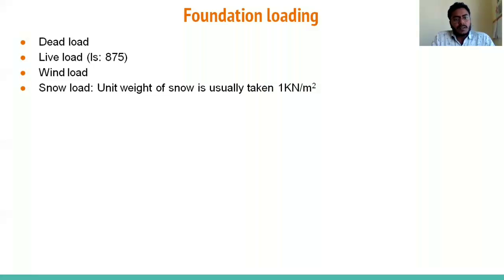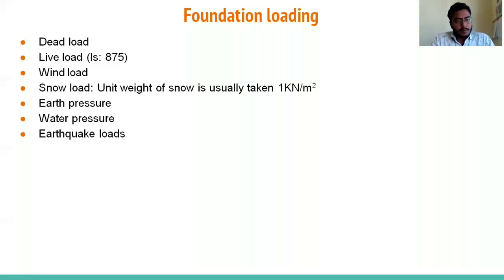Snow load, usually we take 1 kilonewton per meter square in the cold area, where there are chances of snowfall. Earth pressure generally applies a lateral load on the structure, so that is also important. Water pressure, earthquake load, that is very important to do the seismic analysis. Combinations are also important. We can take them according to the IS 1904, 1974.